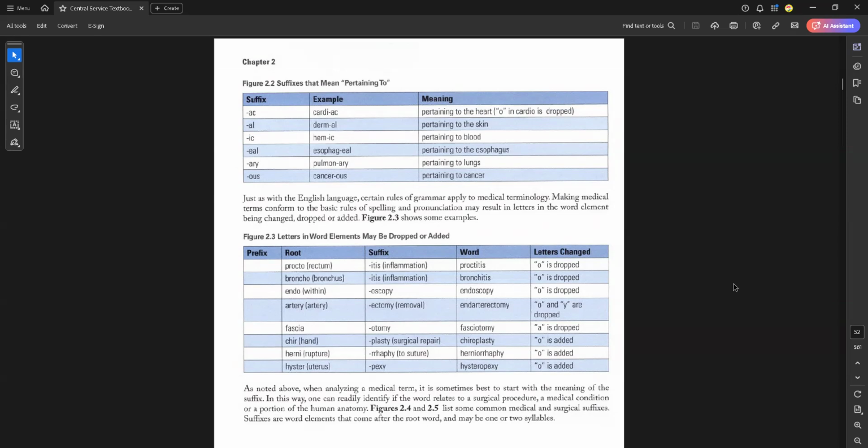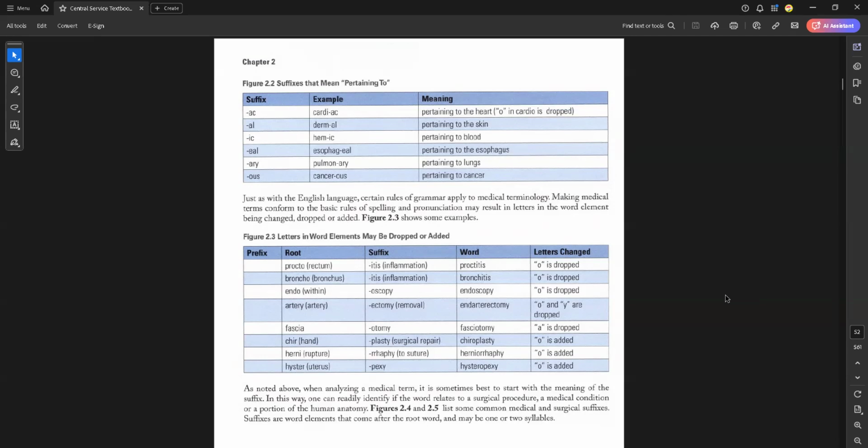So this is a very good example. Cardio, the O is dropped and it becomes cardiac. It's about the heart. So AC means pertaining to. AL, dermal, pertaining to the skin. Dermatologist. When you go to see your skin doctor, we call it a dermatologist. Derma, skin. Dermal. IC, hemic, pertaining to blood. Then we have the samples over there.